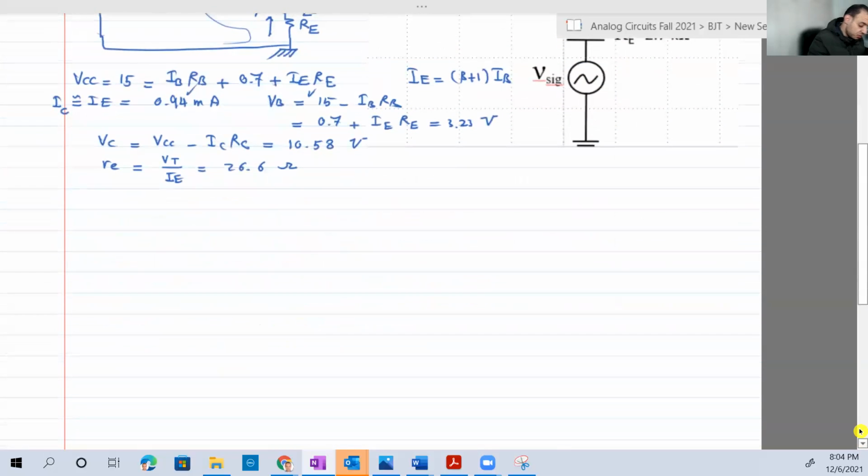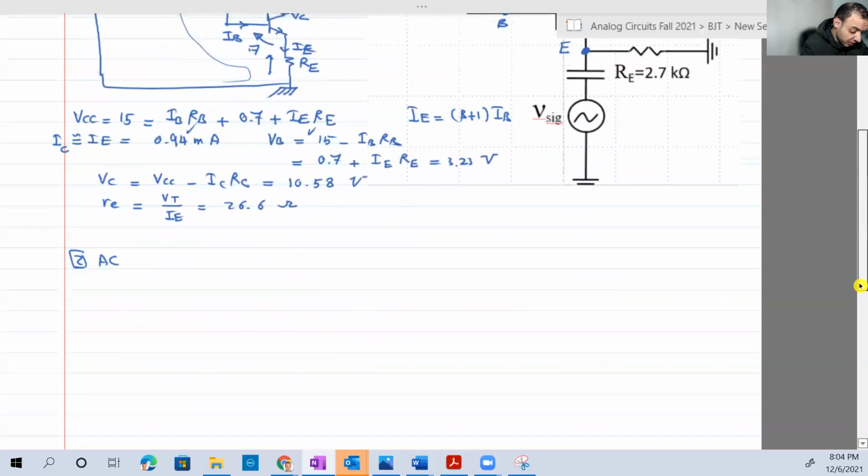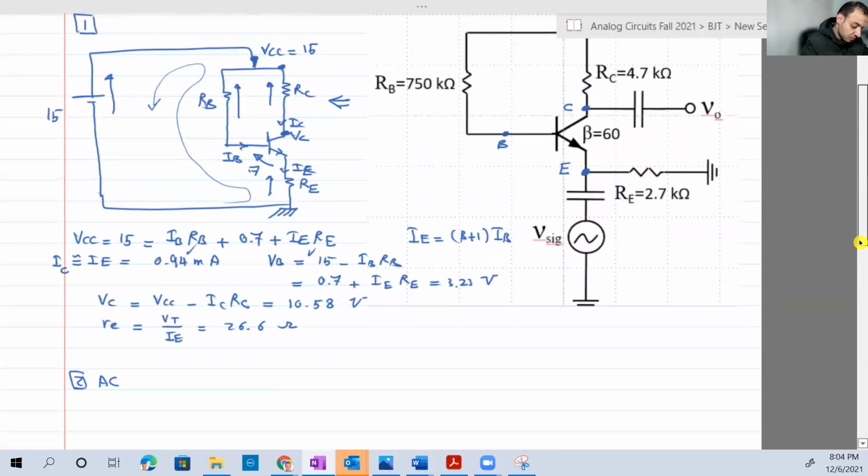Now the AC, number 2, the AC part. First, we're going to start with the equivalent circuit. Let's draw it. We're going to start with the equivalent circuit of the transistor, and we're going to use the one for the common base. Can we use the other one? Yes, you can. This is alpha IE or IC, whatever you like. Alpha IE is IC, and you usually approximate alpha to 1. And this is RE small.